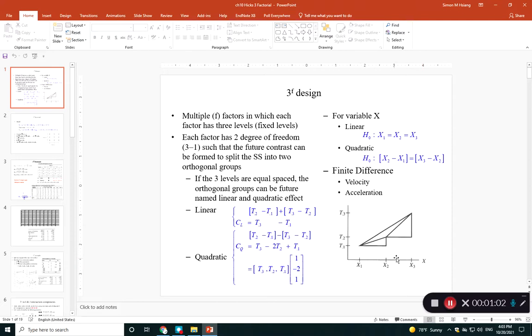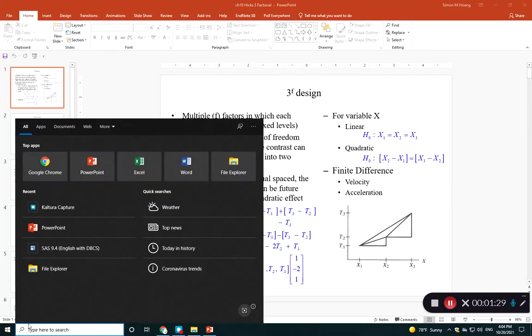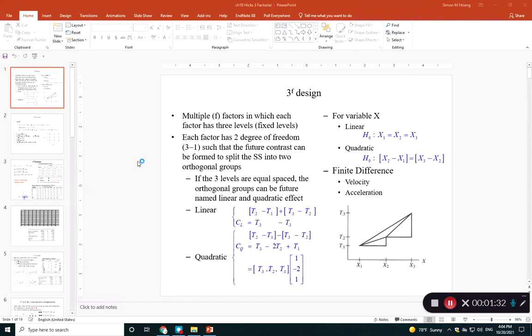from x1 to x2, there is a jump if it's a positive effect. x2 to x3, there is a jump, a positive effect. So now from x1 to x2 and x2 to x3, there are two velocities, right? It's x2 minus x1 and x3 minus x2. So you can consider this. Okay?